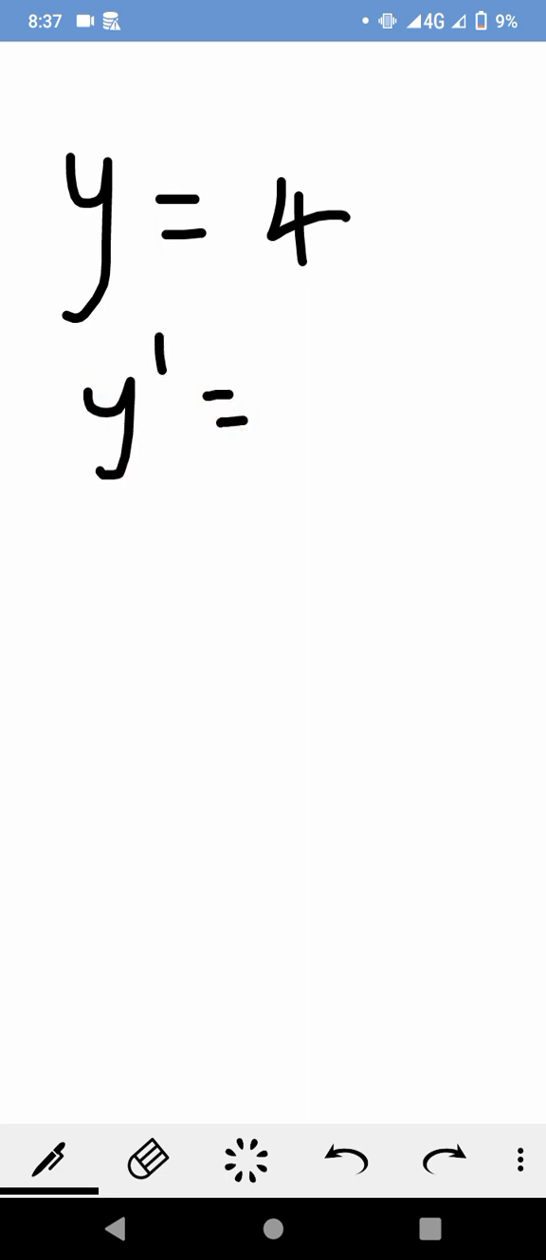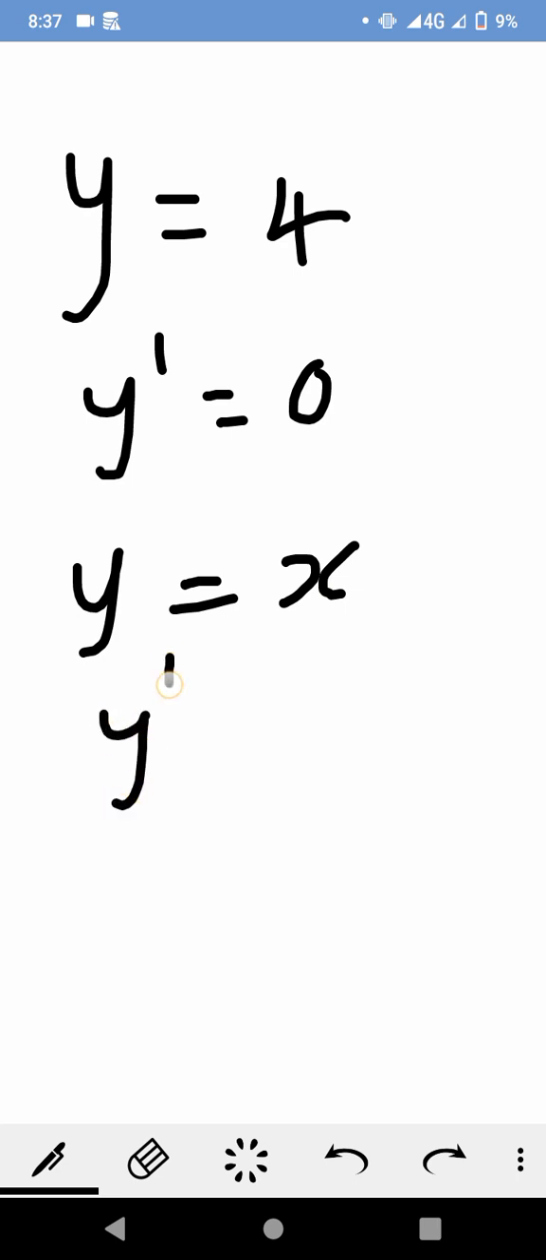There are things we need to know. The derivative of a constant, if y equals 4, is actually equal to 0. Next, if y is equal to x, the derivative, y prime of x, is actually equal to 1. So these are basic things we need to know, and they will help us.